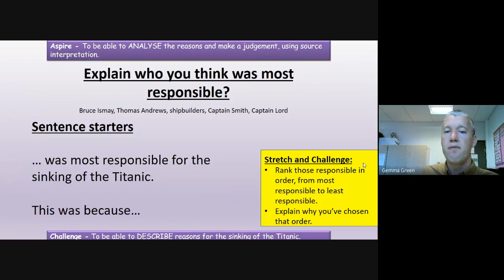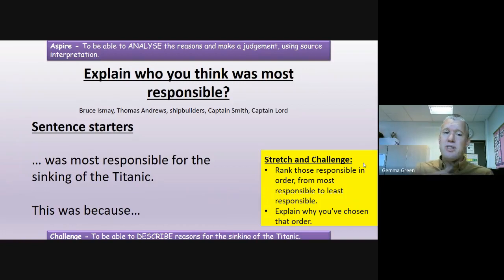So we've looked at those 5 options. The last one was Bruce Ismay, the owner of White Star Line. Thomas Andrews, the man who designed the ship, he was the architect. The shipbuilders who put the ship together. Captain Smith, the captain of the Titanic. And Captain Lord, the captain of the Californian, the ship that was only 19 miles away when the Titanic sunk and could possibly have saved people.